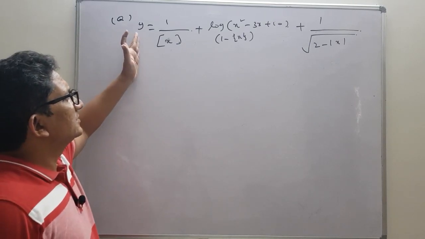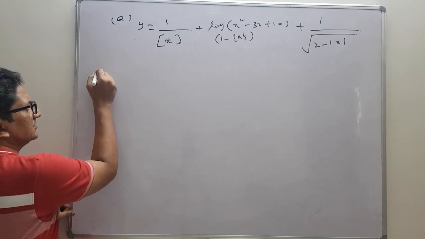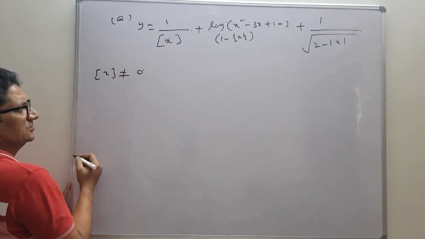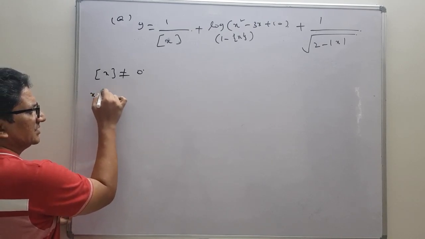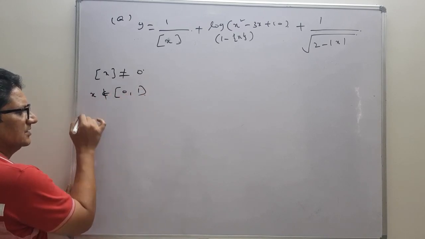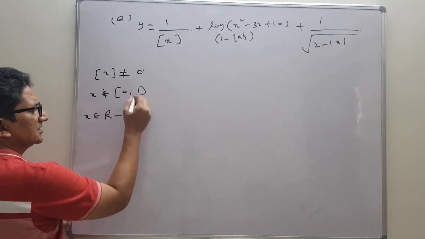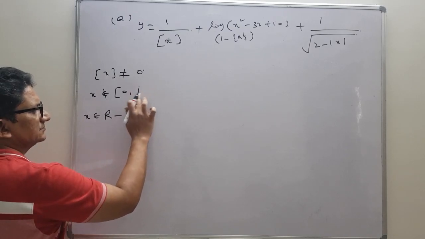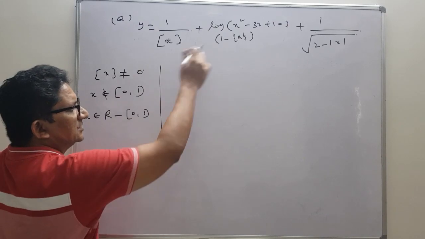So the first part of the question is 1 by greatest integer function of x. So we will deal with that one. Greatest integer function is not equal to 0, which means compulsorily x does not belong to the interval [0, 1). So we can write x belongs to all the real numbers except this one. This is the first part. I will come back to the other part, that is the logarithmic part.